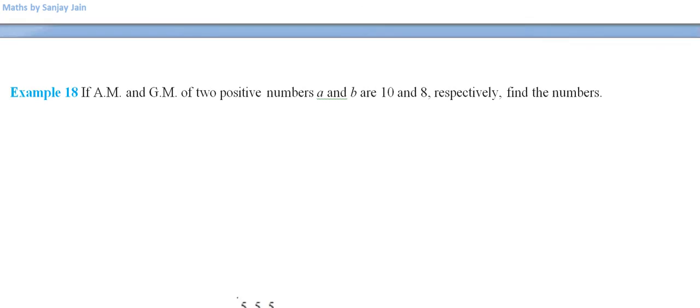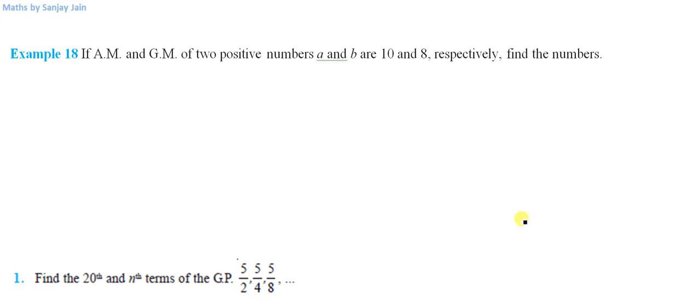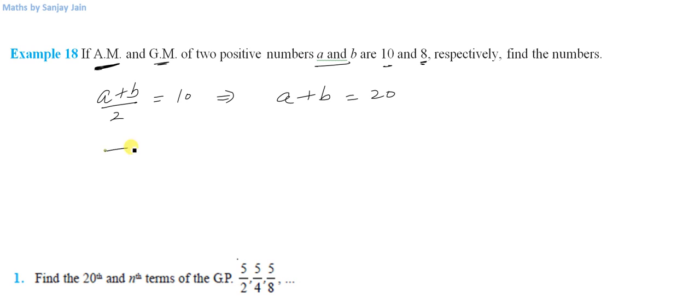If the arithmetic mean and geometric mean of two positive numbers a and b are 10 and 8, how do I write this information mathematically? AM of a and b, that is (a plus b) by 2, is given equal to 10. So what is the sum of these numbers? It is 20. The geometric mean of these two numbers is 8. So how can I write it? That square root of a into b is equal to 8. Hence I can say that ab is equal to 64.